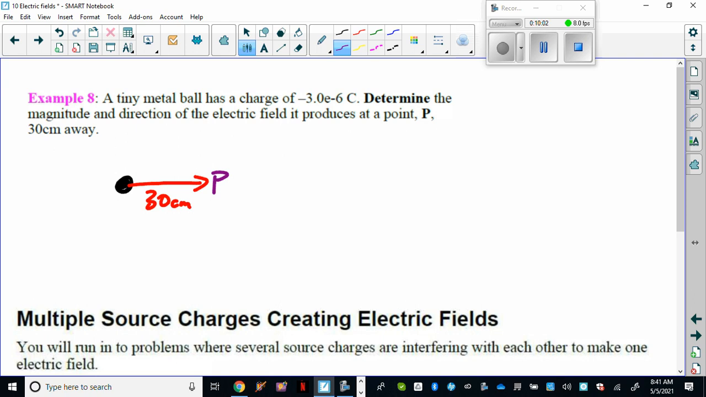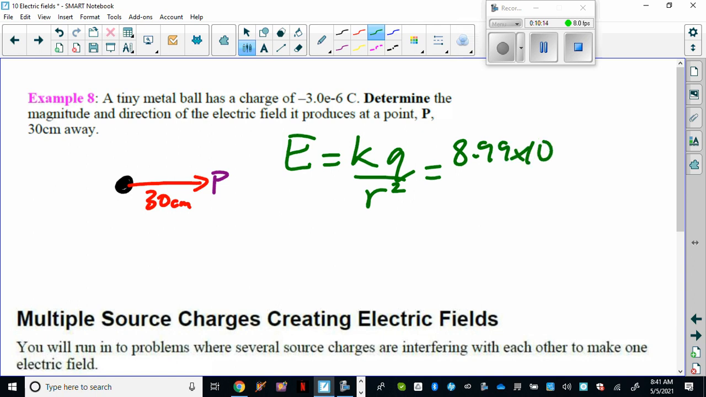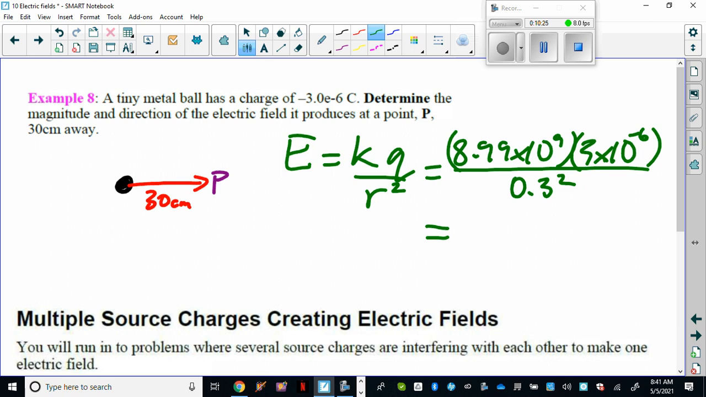How are we going to do that? Easy. Now that we've got this new great formula, there it is. k is 8.99 times 10 to the 9, Q is 3 times 10 to the negative 6, the distance is 0.3. Don't forget to square it. Don't forget to change it into meters. Multiply all that out, and you get 3.0 times 10 to the 5 newtons per coulomb.